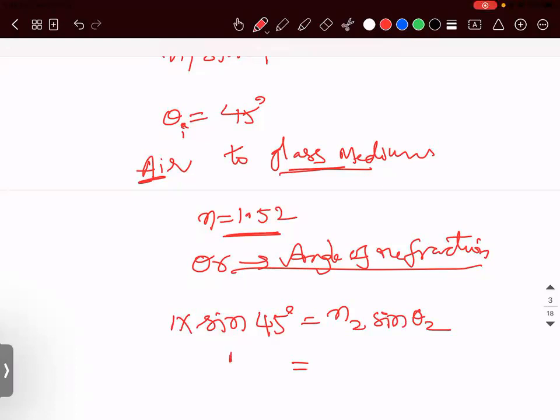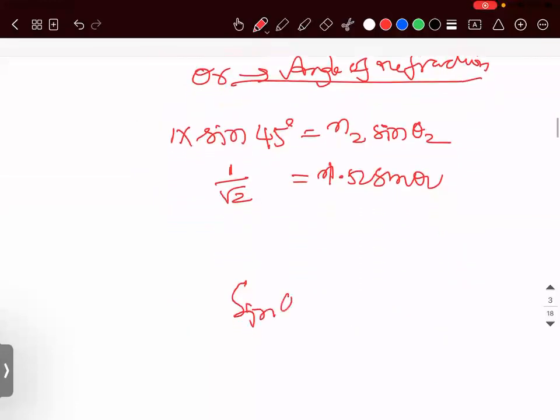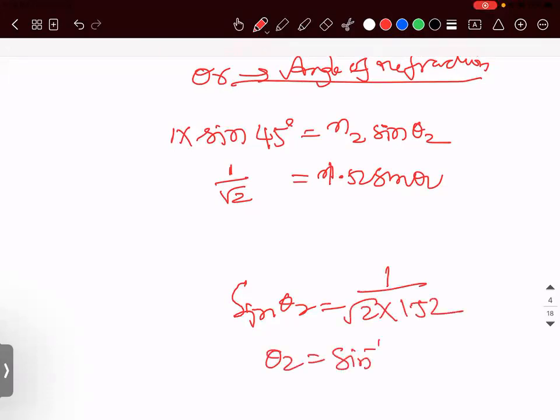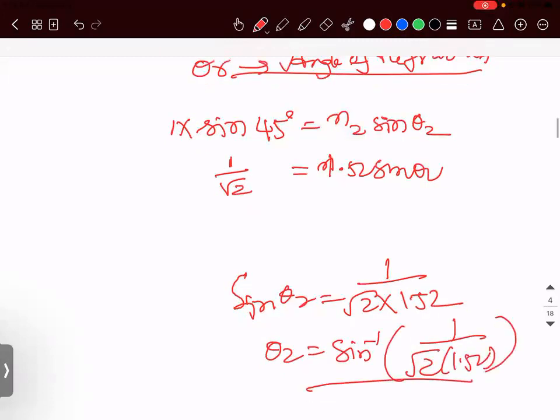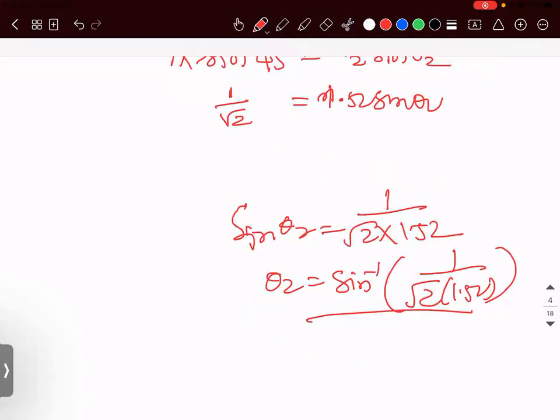Okay, sin 45 is 1 by root 2. And n2 is 1.52. Sin theta 2 equal to 1 by root 2 into 1.52. Theta 2 equal to sin inverse of that. When trigonometry comes, I'll teach. What is sin inverse, how sin 45 is equal to 1 by root 2.